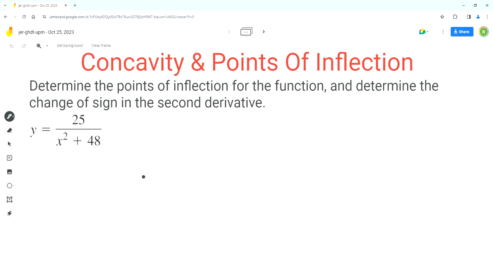So in this video, we'll solve this problem using the concepts of the second derivative. As per the problem, determine the points of inflection for the function and determine the change of sign in the second derivative. We are given the function y equals 25 over x squared plus 48.